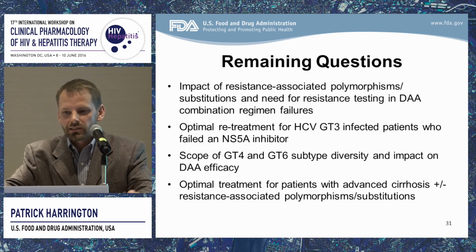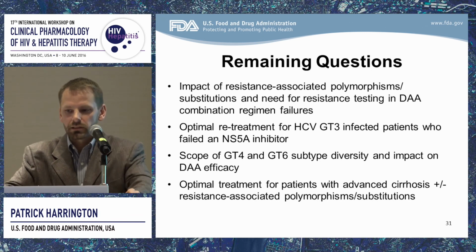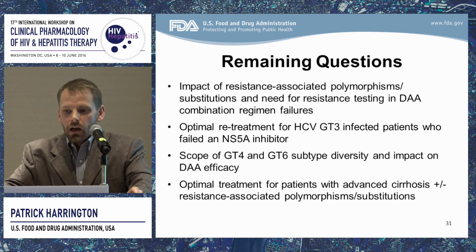So one of the questions that I still have is, what is the precise impact of resistance-associated polymorphisms or substitutions and the need for resistance testing in DAA combination regimen failures? Again, I think we'll have some pretty good insight on this over the next few months. Also, what is the optimal retreatment for genotype 3 patients who have failed an NS5A inhibitor? I think the data are a little bit behind in that particular group of patients. I didn't say anything about genotype 4 or genotype 6.